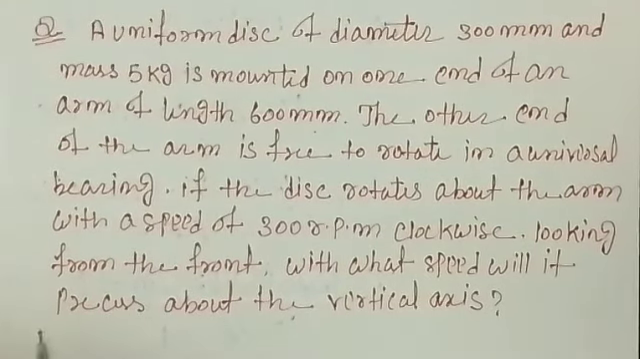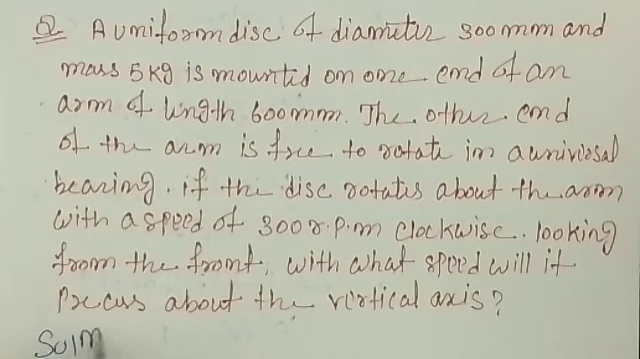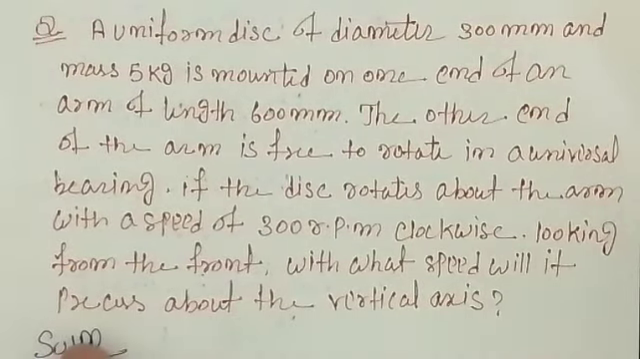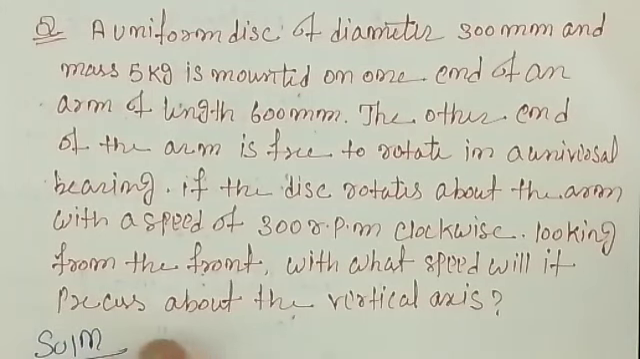So you have a question where a disc is given whose diameter is 300 mm and mass is 5 kg, mounted on one end of an arm of length 600 mm. The other end of the arm is free to rotate in a universal bearing. If the disc rotates about the arm with a speed of 300 rpm clockwise looking from the front, with what speed will it precess about the vertical axis?